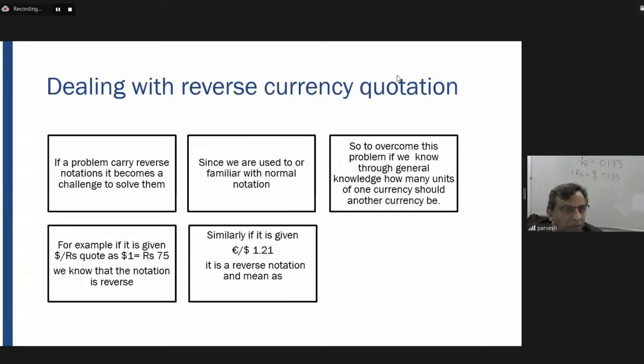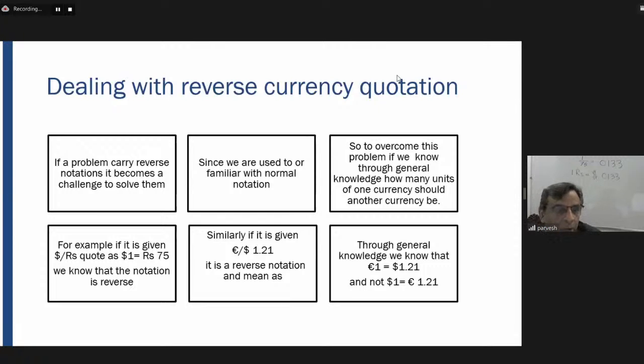Similarly, now here the problem comes. Suppose it is given that euro/dollar 1.21. Is it a reverse notation? It is a reverse notation. Now this is a reverse notation because by our general knowledge, we know that 1 euro is equal to $1.21. Now, how do we know that? Because in 1 euro, you will get more dollars. Because $1 in India costs you, say, 75 rupees, but 1 euro is close to about 90 rupees. So euro is costlier than dollar, because the dollar costs you 75 and euro costs you 90. So in 1 euro, you will have more dollars, isn't it?